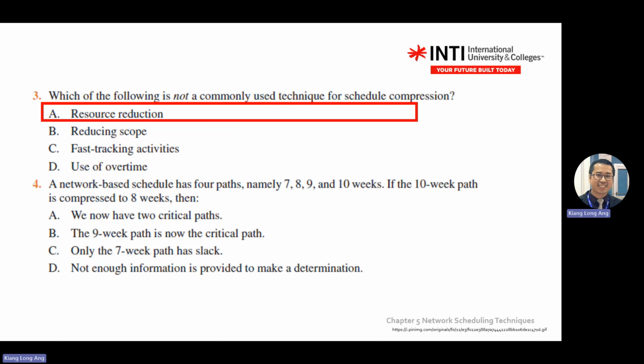Means you have 4 paths. You have 7, 8, 9, 10. So critical time is 10. Now you squeeze your time become 8. You do replanning, then you change to 8. So in here, there's not enough information provided.